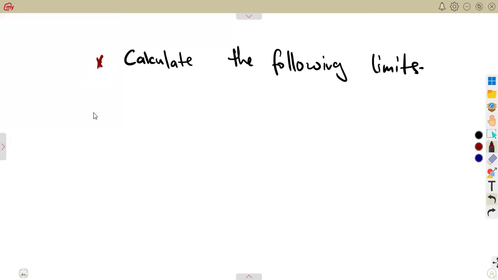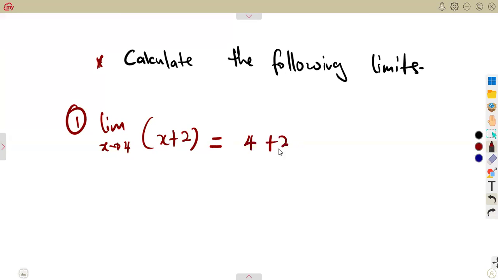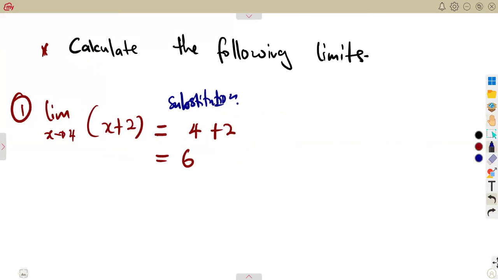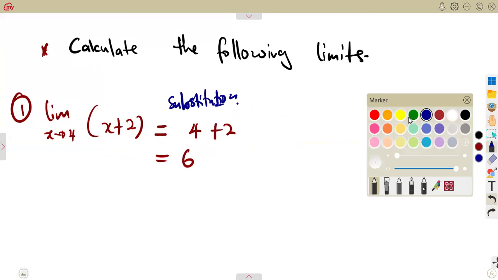We are given the first part, that is the limit as x approaches 4 of x plus 2. So there we are given x approaching 4. It means in place of x, substitute a 4. So 4 plus 2 will be a 6. So it's just a substitution that is happening there. Just substituting the value that you're given, inserting the limit the way that it is.